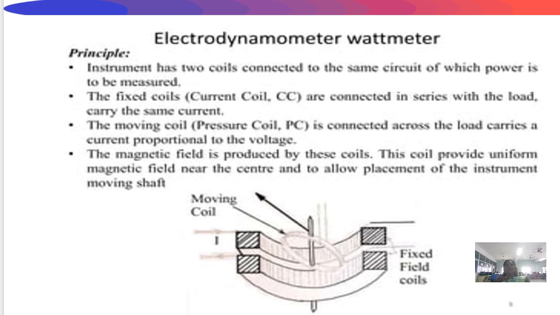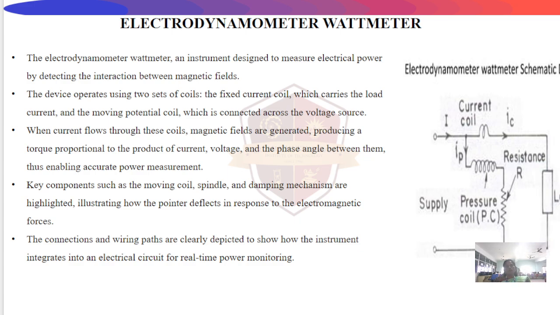The current coil carries the load current. The potential coil is connected across the voltage supply. When current flows through these coils, magnetic fields are produced. Due to the interaction between these magnetic fields, a torque is produced. This torque is proportional to voltage, current, and the cosine of the phase angle between them. That means it measures true power.